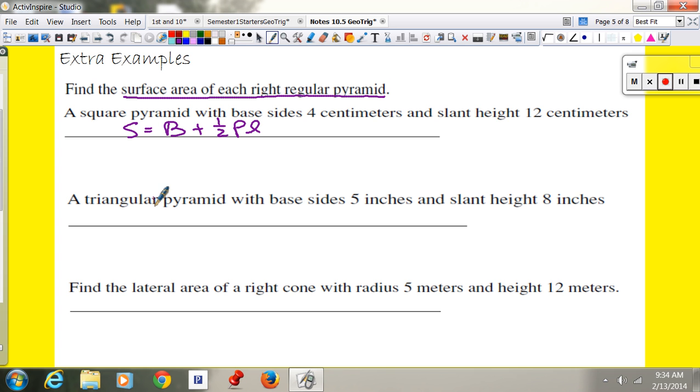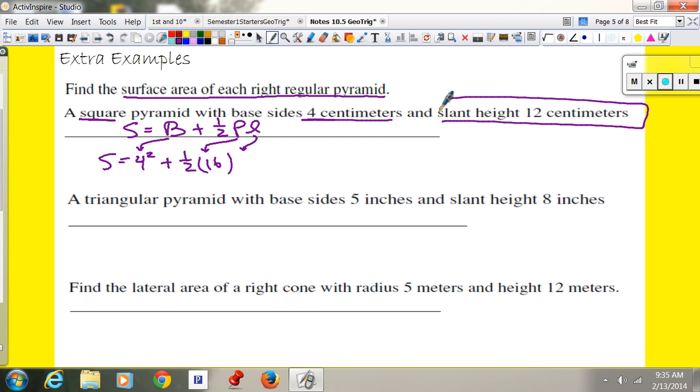It's first off, a square pyramid. That tells me that all four sides are 4s. They're all 4 centimeters. So if I want to find my area of the base, what do I need to do to get the area of that square? 4 times 4, right? So 4 squared. So my big B is going to be 4 squared. 1/2. Now my perimeter, I've got a square and they're all 4s. They're 16. 4 plus 4 plus 4 plus 4, or 4 times 4 is 16. The slant height, they actually gave you right here. Slant height is 12.